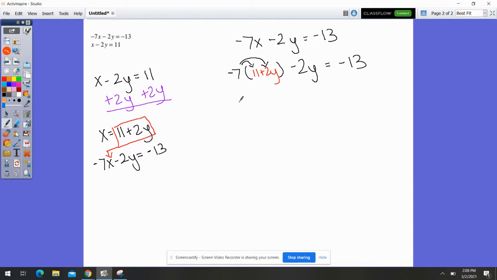So negative 7 times 11 is negative 77. Negative 7 times 2y is negative 14y. And then we just write everything else out. It's negative 13. Okay. Now at this point, we're going to combine our like terms. They're on the same side. So negative 14y minus 2y becomes negative 16y. So we have negative 77 minus 16y equals negative 13.